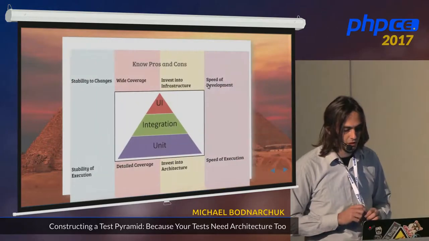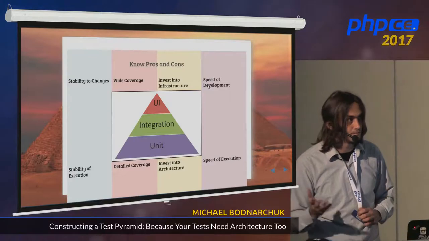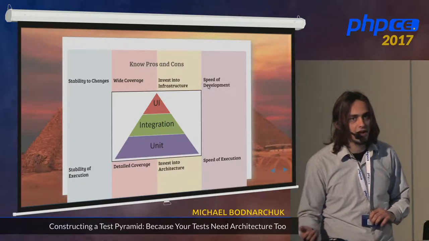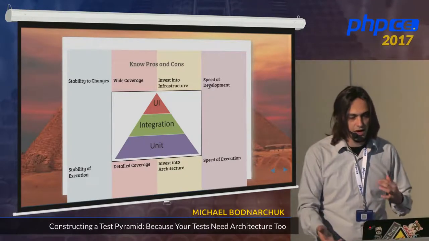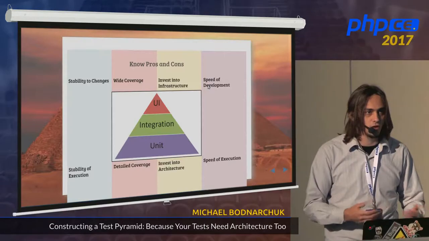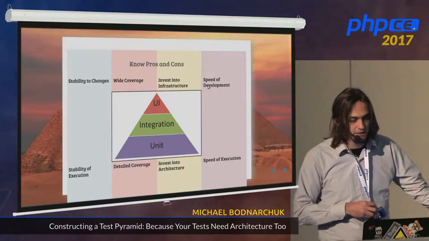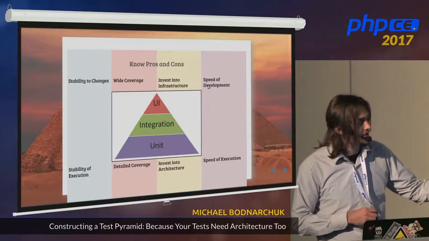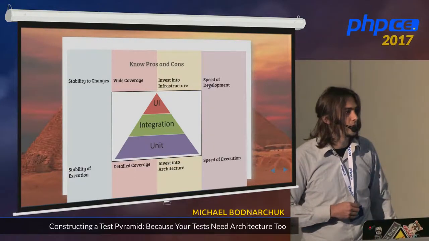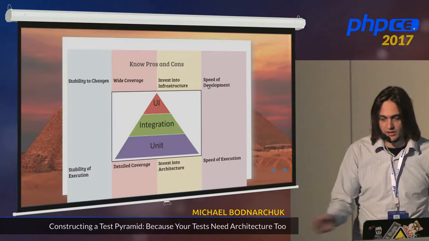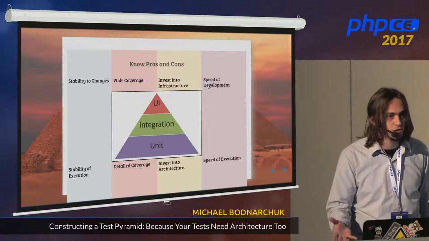But let's look more into what these testing levels mean for us as architects. By writing more and more tests at all levels, we need to understand the pros and cons of managing them, because the code base grows. On the lower side, we have stability in execution. Unit tests are really stable in execution, but when you do some refactoring, you can drop some classes, you will need to drop tests, so they are not stable to refactoring.